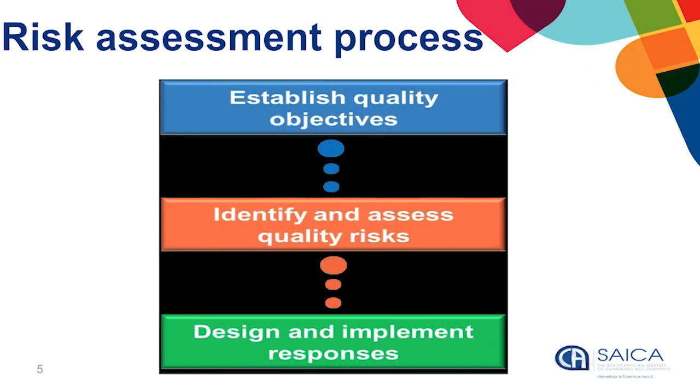So now let's go into the detail of the risk assessment process. The risk assessment process as contained in ISQM1 contains 3 steps. Firstly, it is to establish quality objectives. Secondly, it is to identify and assess quality risks. And the third and last step is to design and implement responses. In general or overall, a risk-based approach supports the firm in focusing its efforts and resources on areas where they are needed the most.